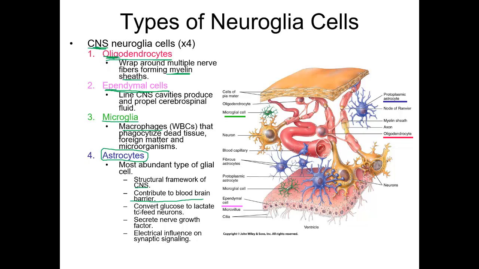Now they ferment. If you remember the glycolysis and the Krebs cycle, in the brain, glucose actually undergoes glycolysis, but instead of going through the Krebs cycle, it undergoes fermentation and gets converted to lactic acid, which is used to provide nutrition to the neurons. They also secrete nerve growth factor. And when lactic acid is present, action potential transmits fastest and most effectively.